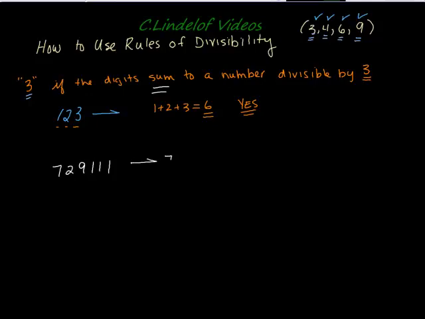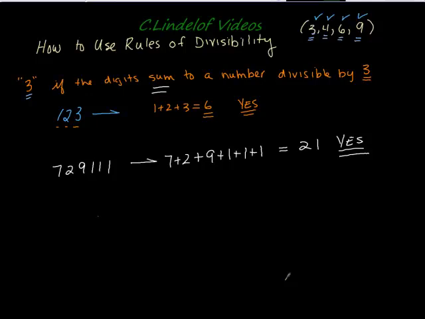Add the digits up. So 7 plus 2 is 9, plus 9 is 18, plus 1 plus 1 plus 1. Did I do that all right? So 7 plus 2 is 9, 18, 21 equals 21. Is 21 divisible by 3? Yes, it is. It's divisible 7 times, but again, that's not what the question was. The question is yes or no. So yes, this number is divisible by 3.